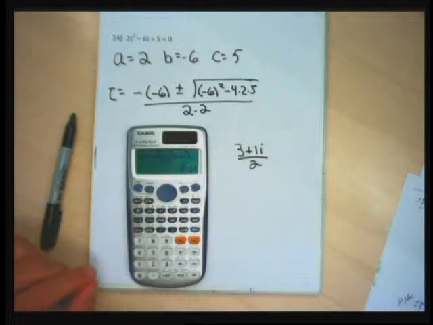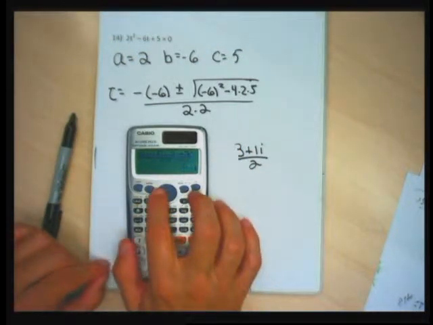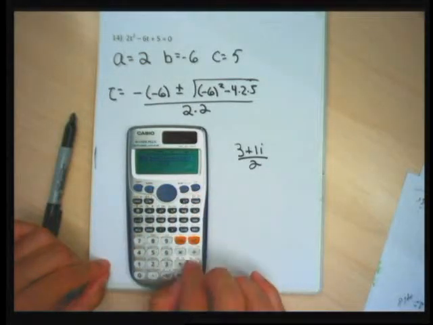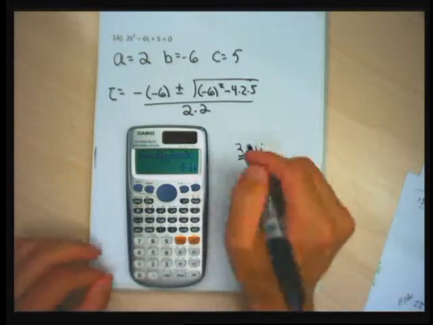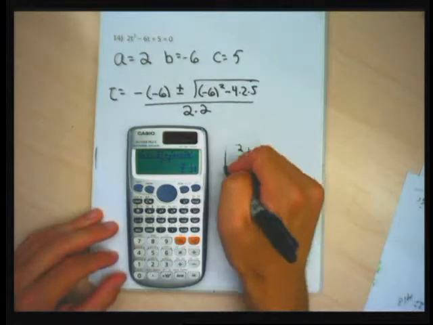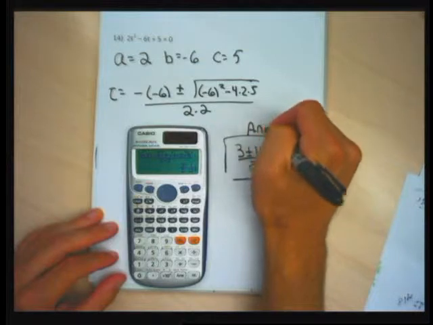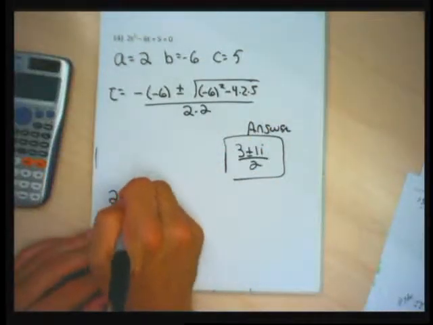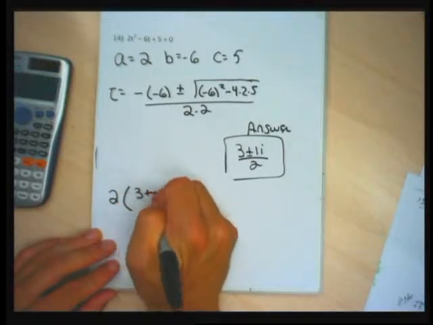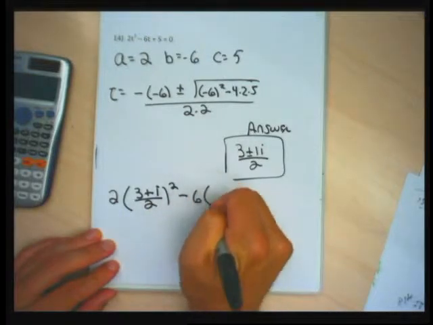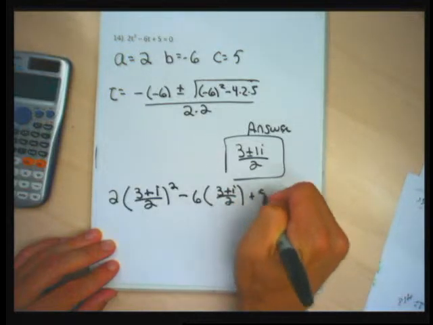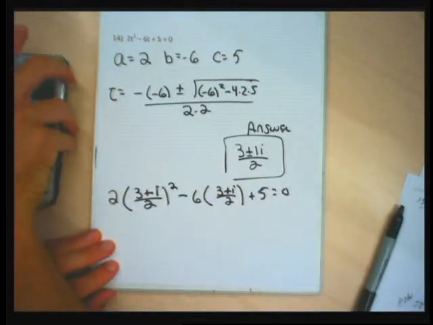And I condense those two fractions into one, pop the i up in the numerator, backtrack to see what I'd get with the minus. So delete, minus, enter, and I get the same thing with a minus. So I think this is the answer, and I'm going to make my effort at checking. So for the first one, I'm going to go 2 times 3 plus i, I don't need the 1, over 2 squared minus 6 times 3 plus i over 2 plus 5, and see if that equals 0.